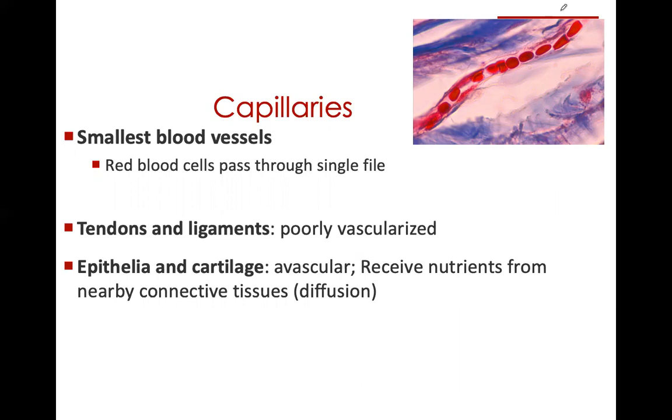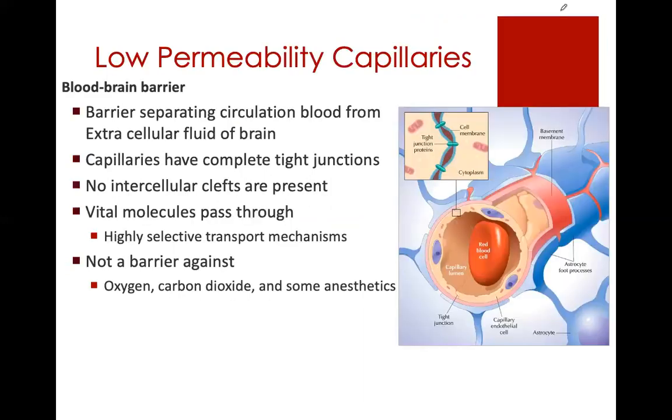Interestingly, tendons and ligaments are poorly vascularized. So it means if they are damaged, it takes them a long time to heal because of lack of accessibility to nutrients and oxygen. And tissues like epithelial or cartilage are identified as avascular, and they rely on the diffusion process to receive the nutrients and oxygen from relatively close tissues to them.